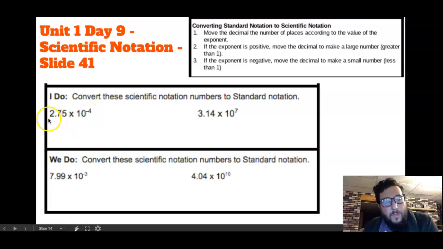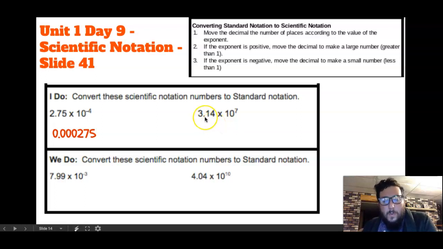So I'm going to move it 4 places to the left. And everywhere I leave a space, I have to have a 0. So that's going to end up being 0 and then my decimal. And notice I went 1, 2, 3, 4 places. And I put a 0 in all those blank spots. So 0.000275. And look, we can check. Negative number, small number. Right? Negative number, small value.